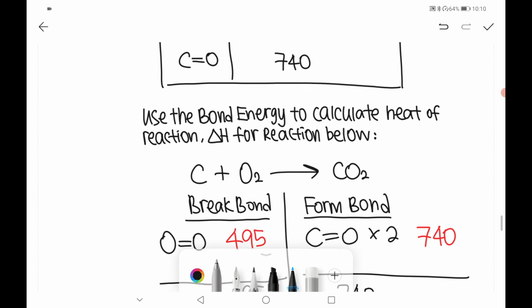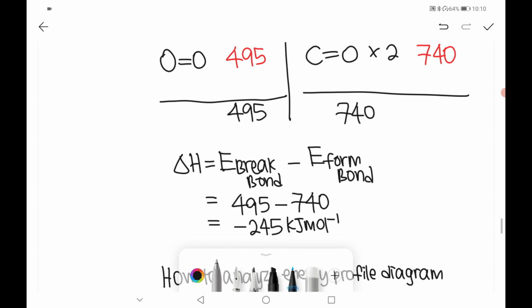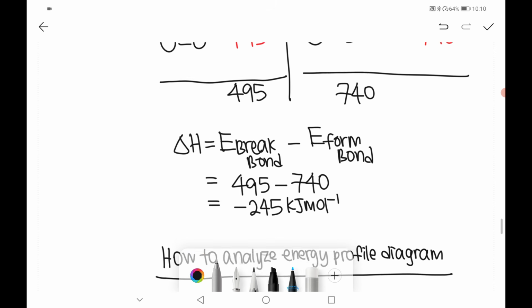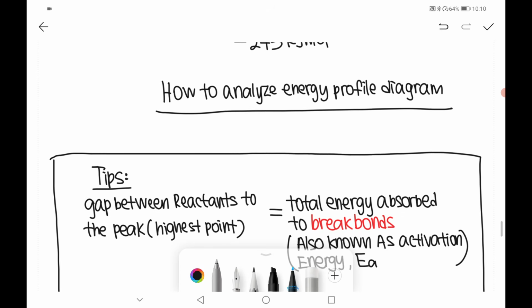It's not very hard. Just follow the steps. If you want to calculate the delta H by using the bond energy, you need to take the energy to break the bond minus the energy to form the bond. So that's it. All right, now we will go on with one more part.